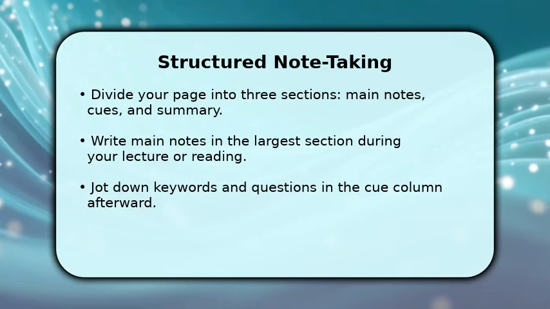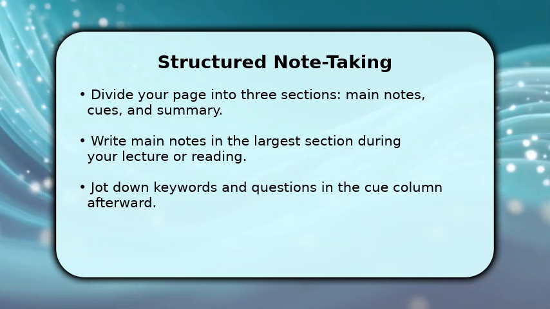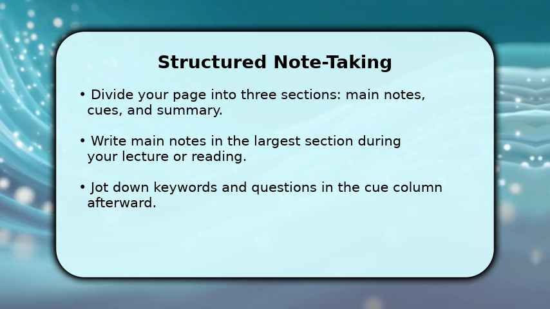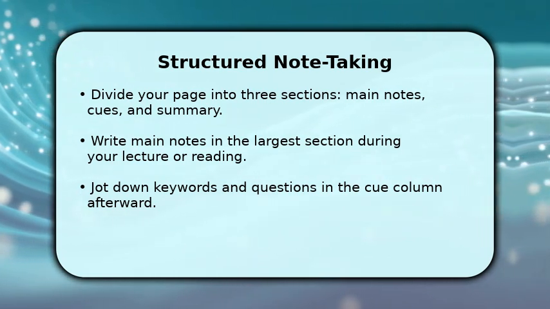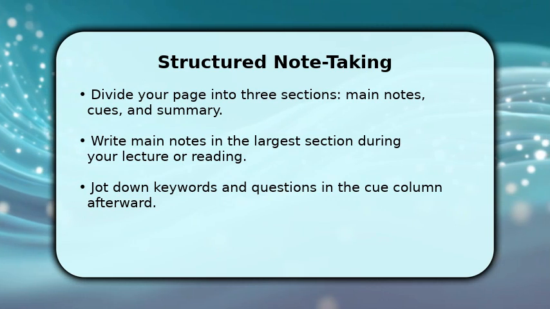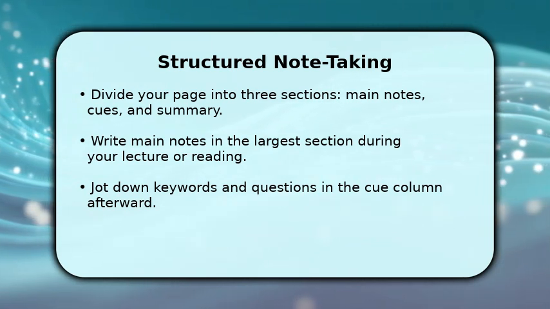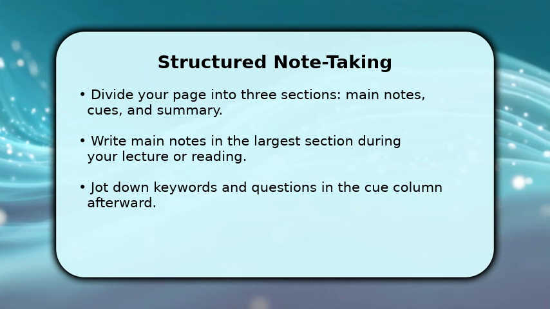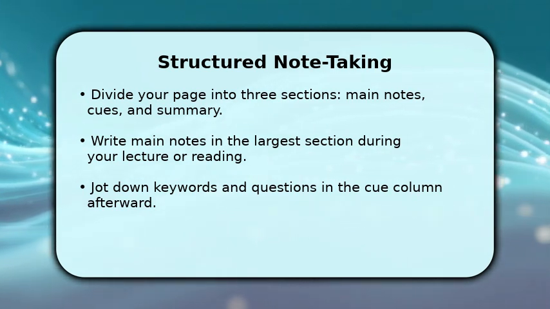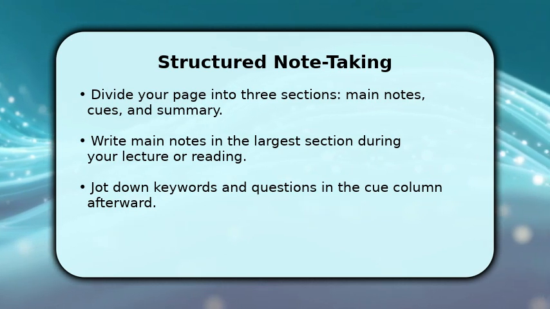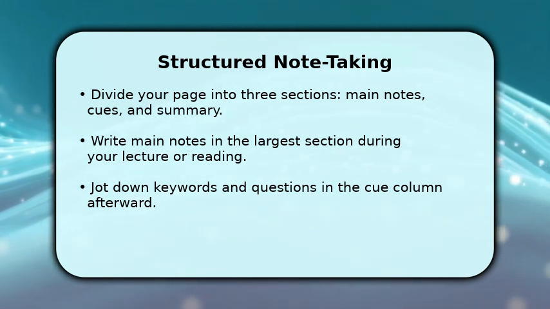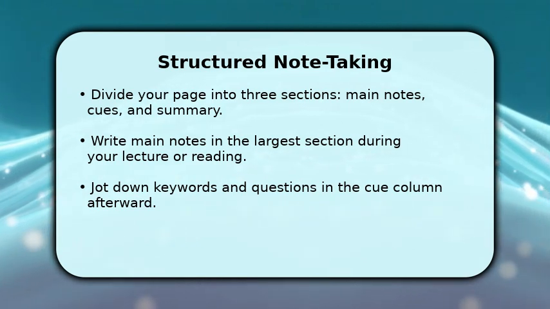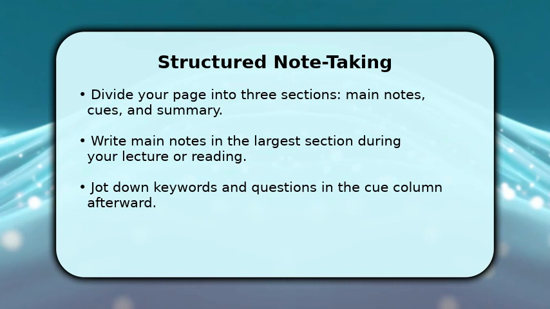One highly effective method is the Cornell note-taking system. This involves dividing your page into 3 distinct sections: a main note-taking area, a smaller cue column, and a summary section at the bottom. During your learning, capture primary information in the main section. Later, use the cue column for keywords or questions that prompt your memory. Finally, dedicate the bottom 5 to 7 lines to summarize the entire page in your own words, reinforcing your understanding.